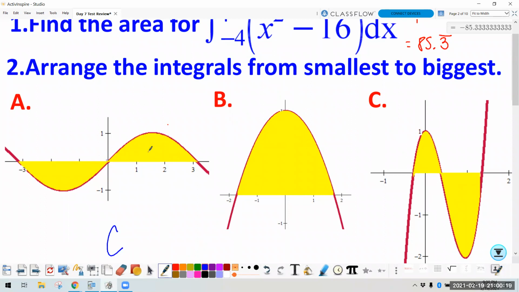A looks like they're equal. So that would be around 0. And then B, all of the area is above the x-axis. So that's the biggest.